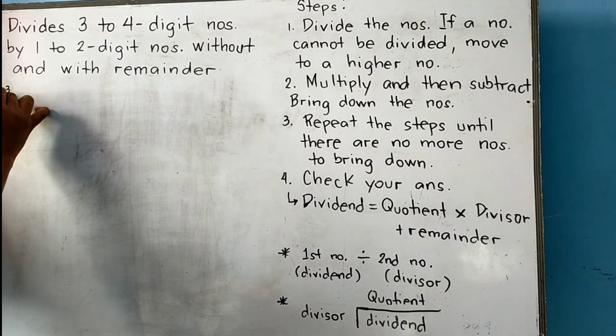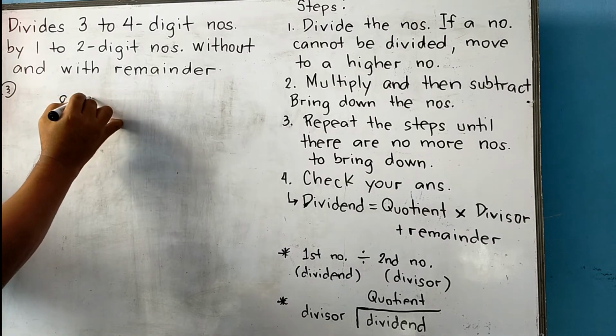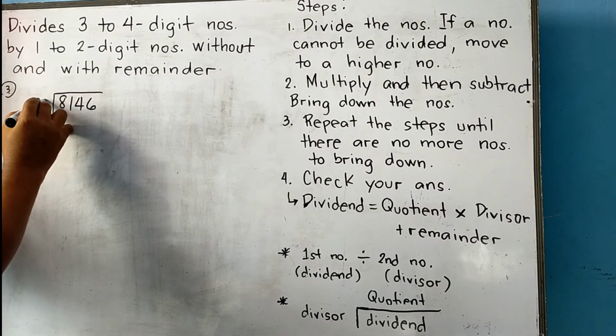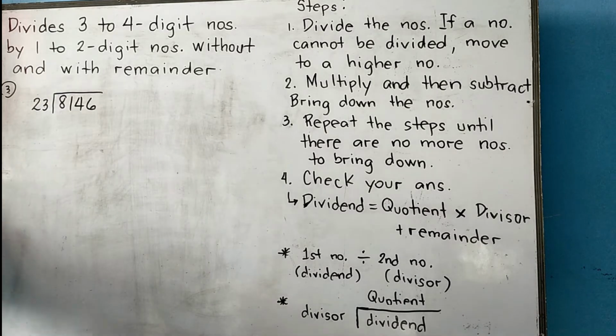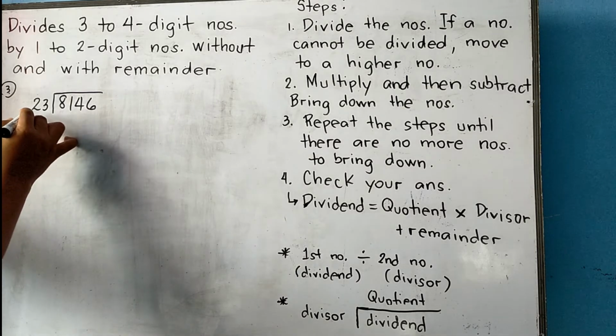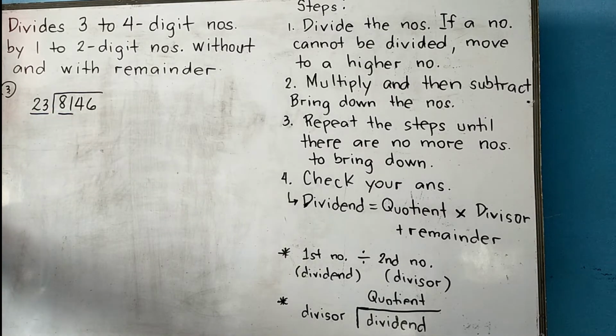Example number 3. Suppose you have 8,146 divided by 23. What is the quotient? So this problem is a 4-digit number divided by 2-digit number. Now, since you have 2 digits here, titingin ka sa loob ng 2 digits. Your problem is 81 divided by 23. Or, how many 23's in 81?